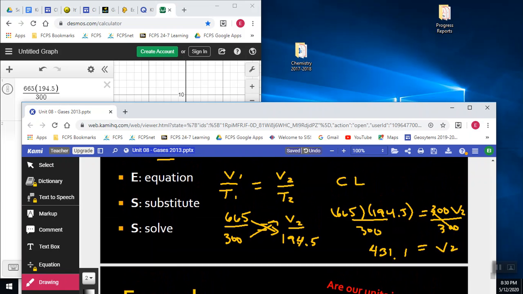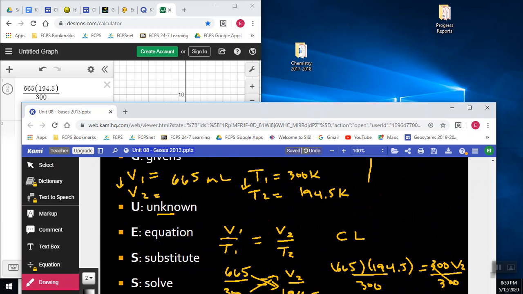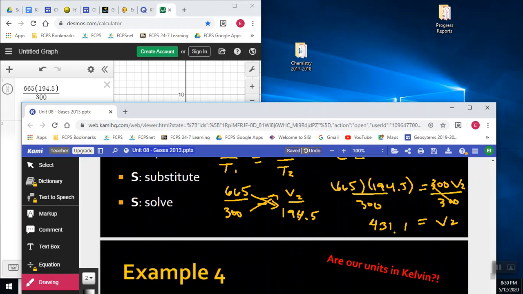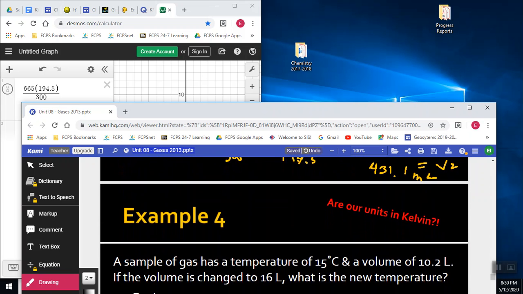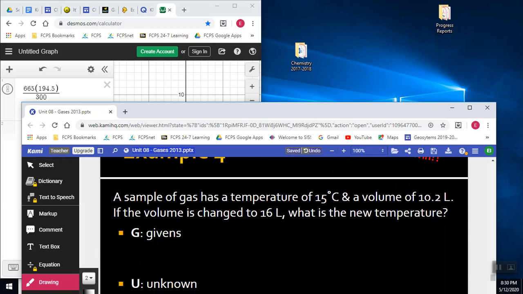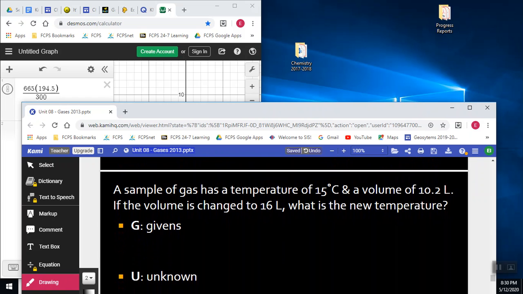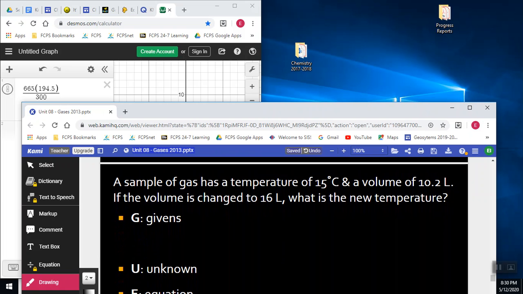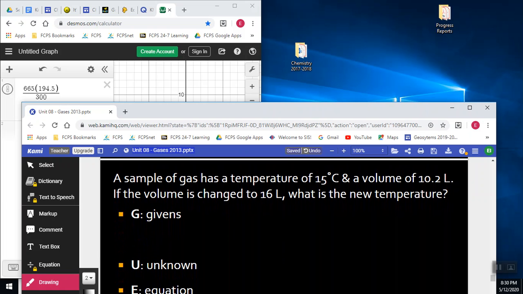And now I put in the units. It's very important at the end that you have your units. So I had 665 milliliters, so this would be 431.1 milliliters is my new volume. All right, very good. So this is just basic Algebra 1, no big deal. You just need to read the question carefully and look at what you're given.